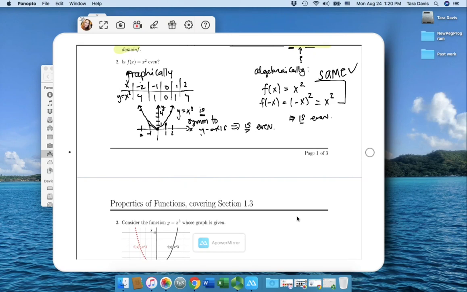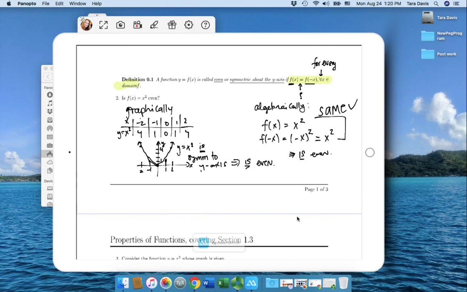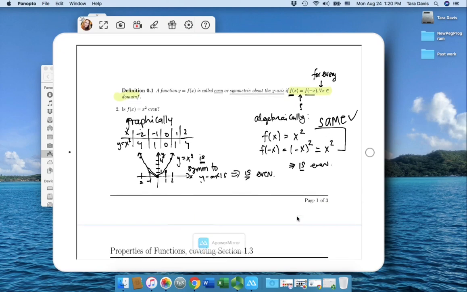You wouldn't have to prove it two different ways, but you can choose which way makes the most sense to you. Depending on the problem, it might be really hard to do one way or the other. Maybe we don't know what the graph looks like, so then you would have to do it algebraically. Okay, so that's the introduction to even functions. I'm going to pause this video and make you another video about odd functions.